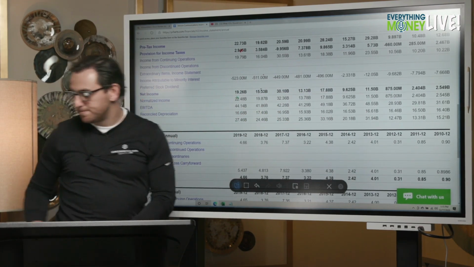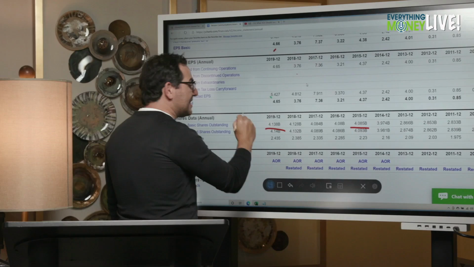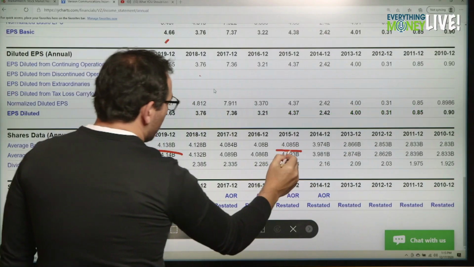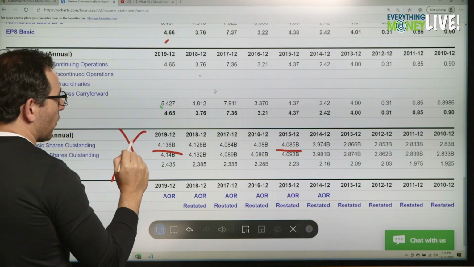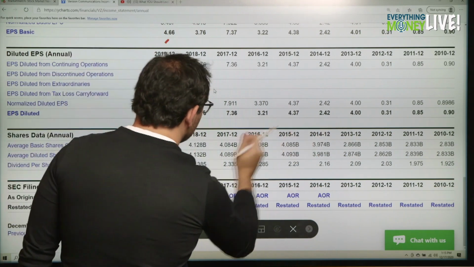So, next one. Let's look at pillar number 5, which is the number of actual shares outstanding in the world. We want this going down, the shares down. It's an X, but not by much. Oh, boy. 4.08 to 4.14 billion shares. Just not a ton, but it is going up.